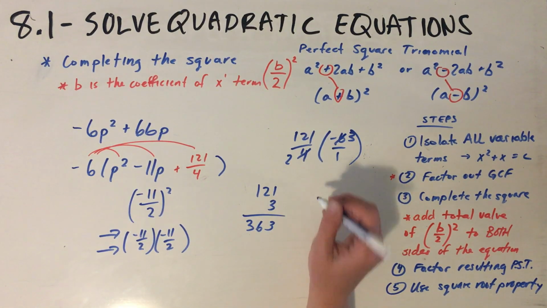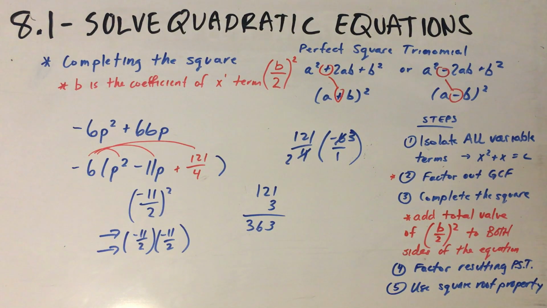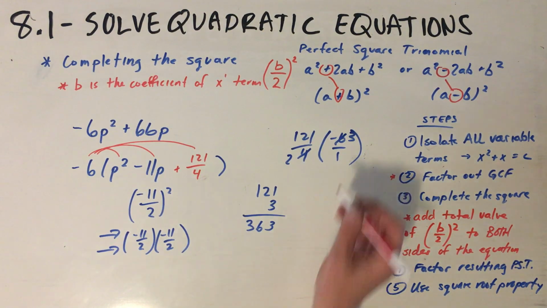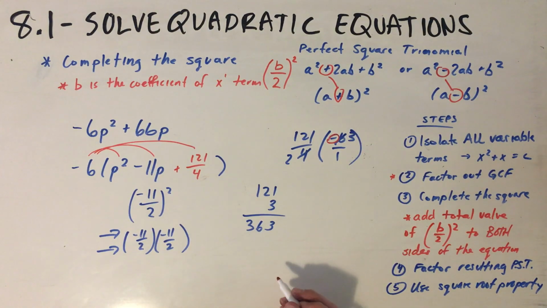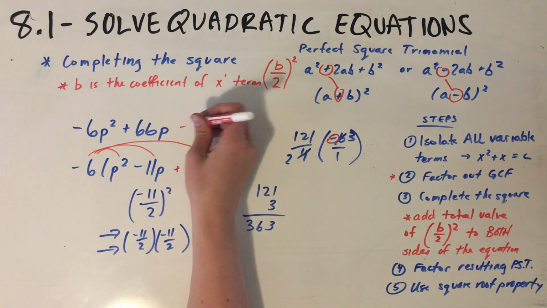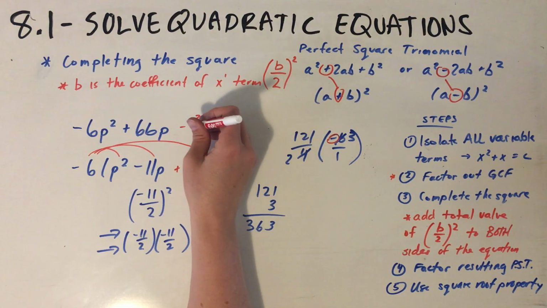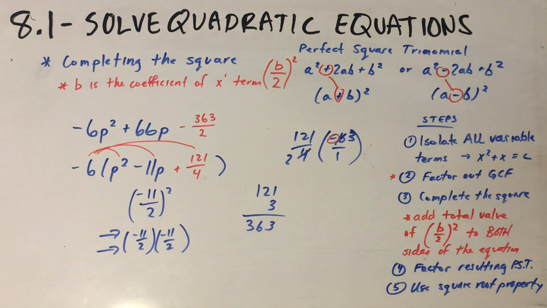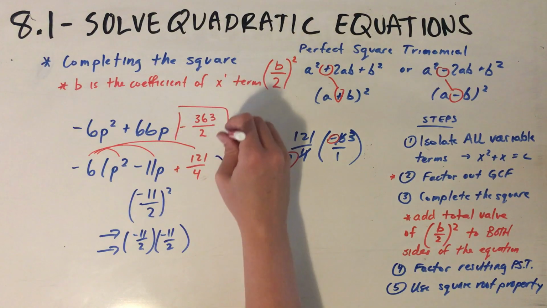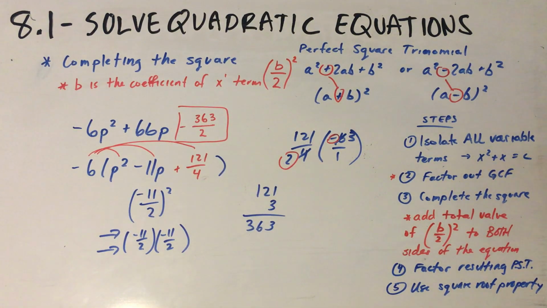and then the sum total value that we would be changing this by, let's not forget this negative here, is a -363 over 2, because this 2 is still here on the bottom as well. Okay, so this would be the total value.